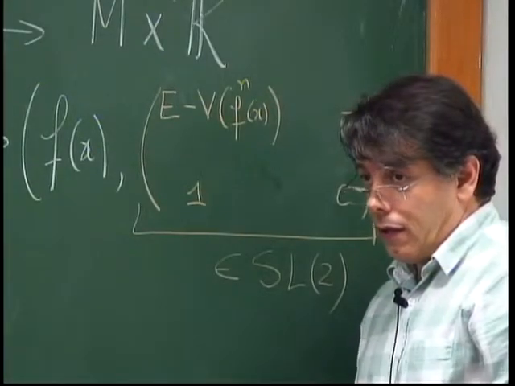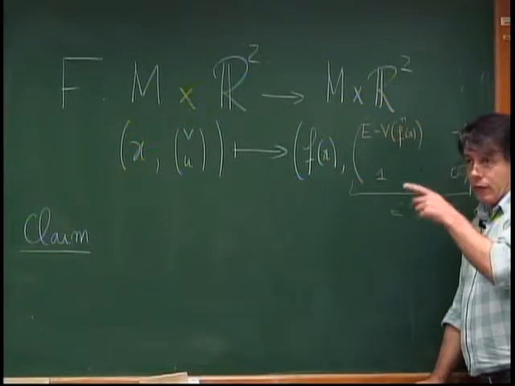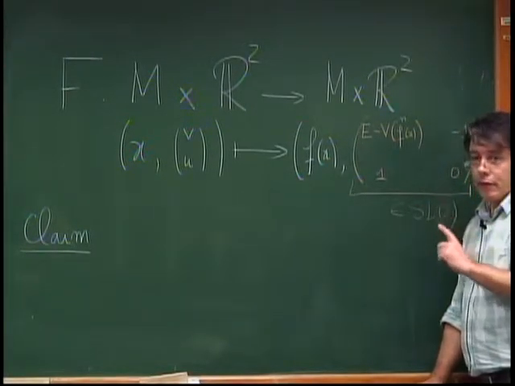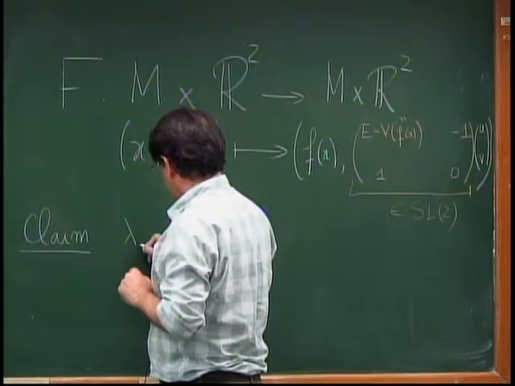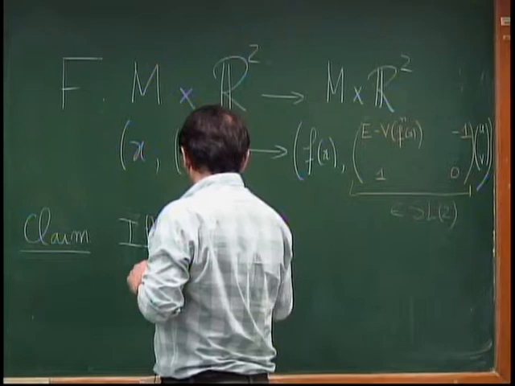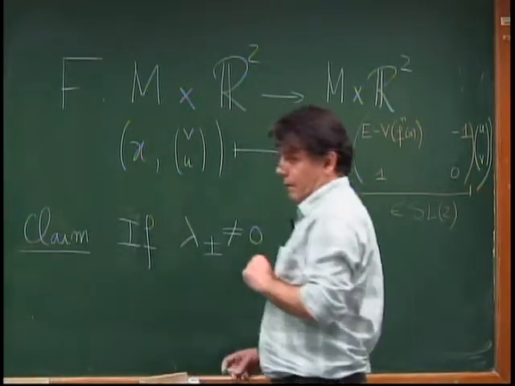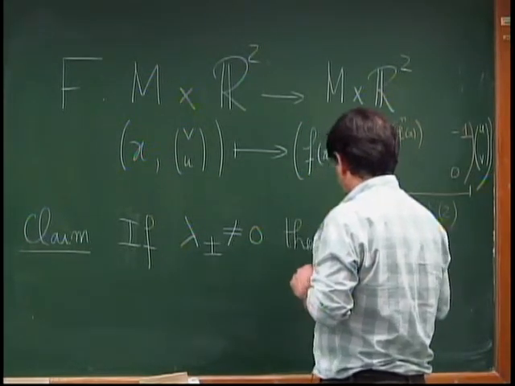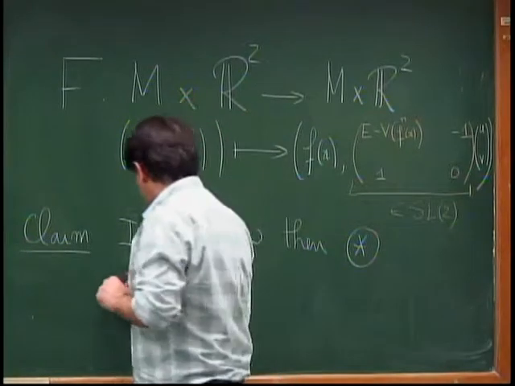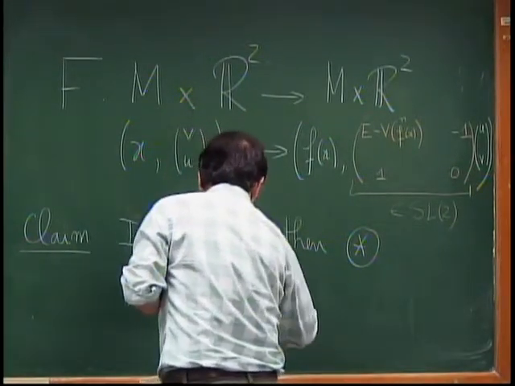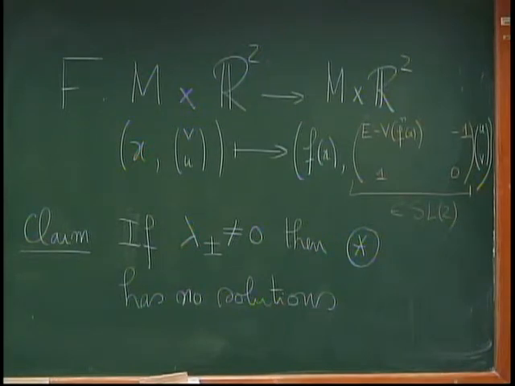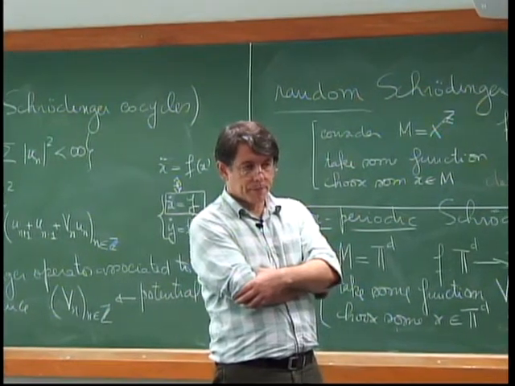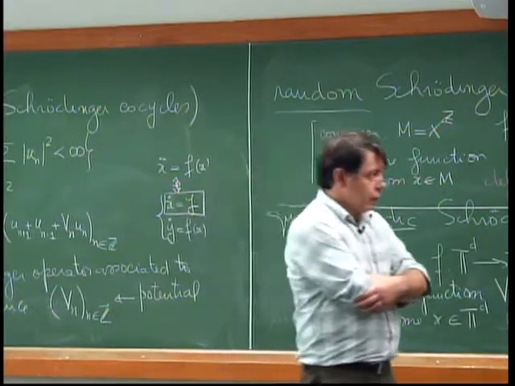So the Lyapunov exponents lambda plus and lambda minus for this cocycle are symmetric to each other. So my claim, and this will become obvious in a few days, is: if the Lyapunov exponents are different from 0, then star has no solutions. So, using the methods that we are going to develop to study linear cocycles, if we are able to prove that the exponents are different from 0, then there are no solutions to this equation.